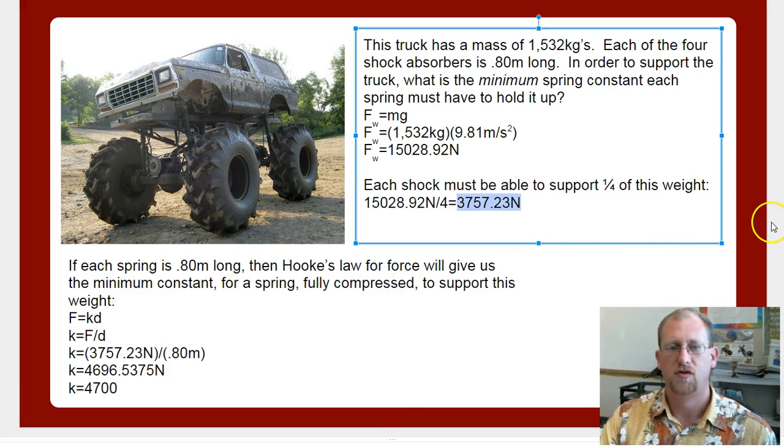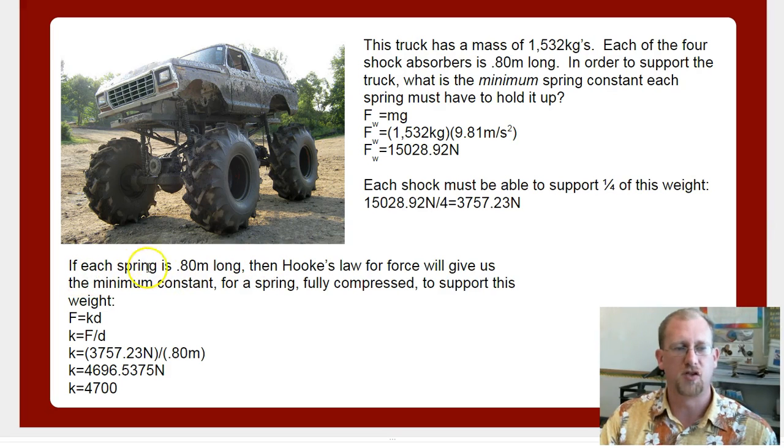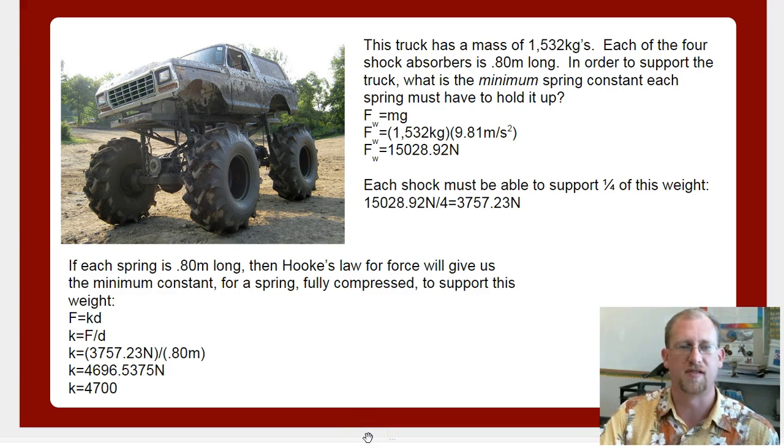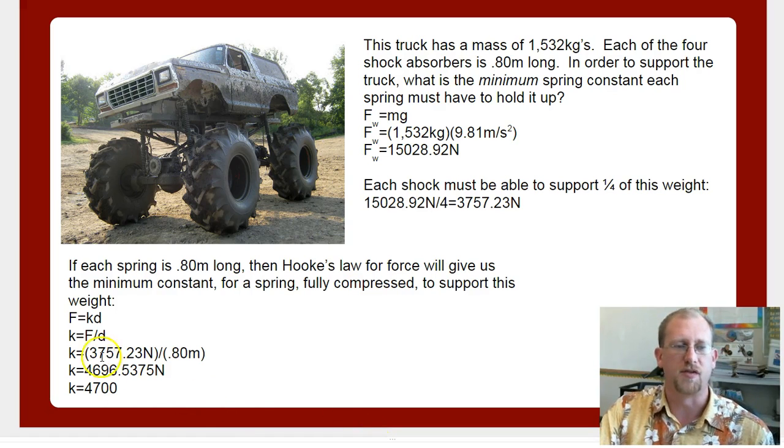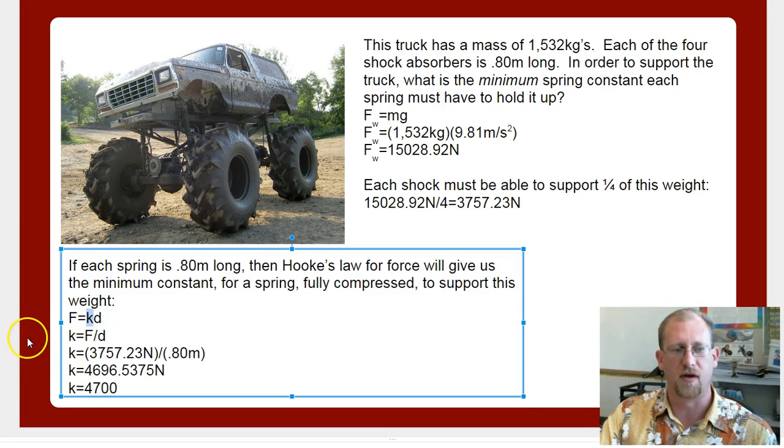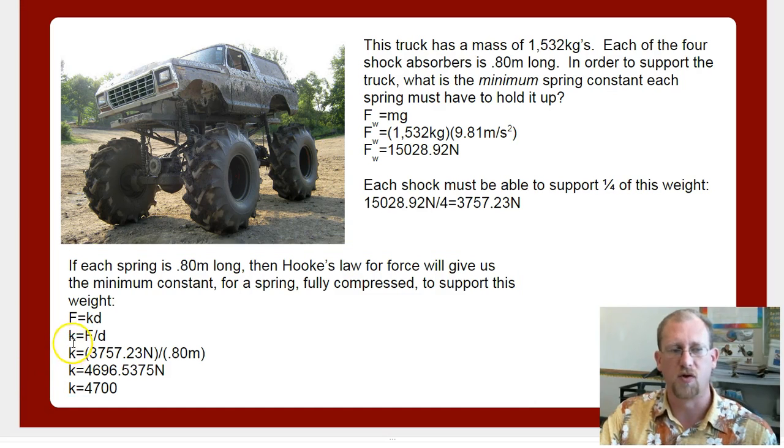All right. So if each spring is 0.8 meters long, then Hooke's law force will give us the minimum constant for a spring fully compressed to support this weight. And so the spring has to hold a certain amount of weight. It's got to have a certain force. I know the distance. I don't know the spring constant right there. That's what I'm solving for. So I'm going to rearrange my formula so that it's K equals F over D. And then I'll be able to plug in what I know.